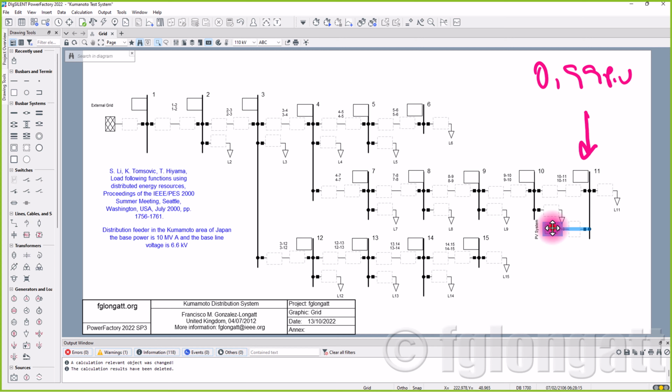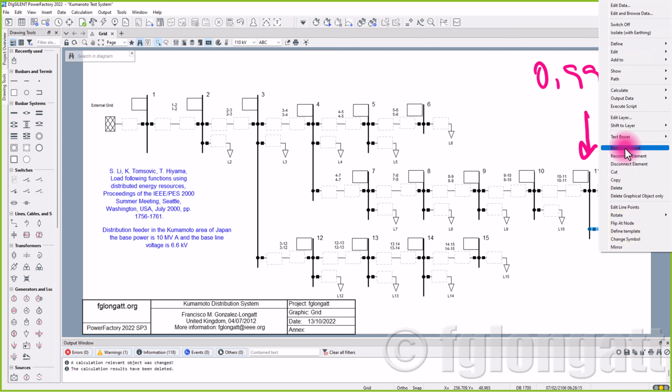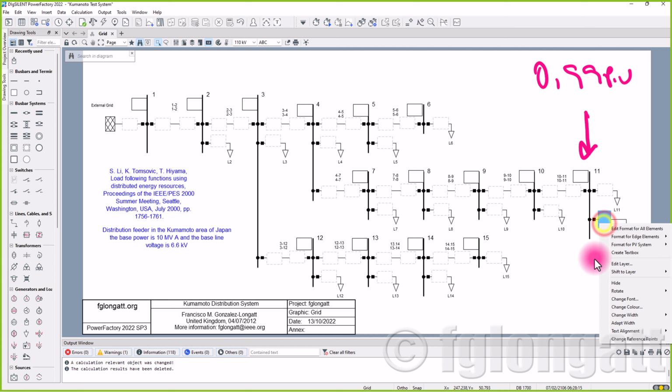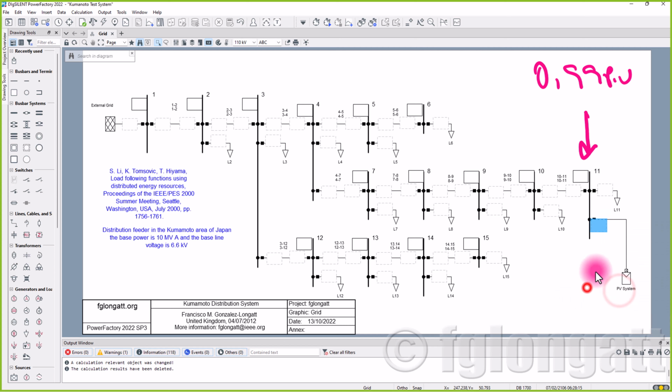Plum. Now we have here a beautiful PV system. To be honest, I will redraw this PV system. I will select here, redraw the element, and I will put it like this. Beautiful. I love it. And also I will rotate this clockwise, and let's see what we have here. Double click at the PV system.